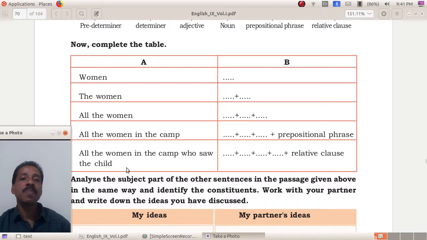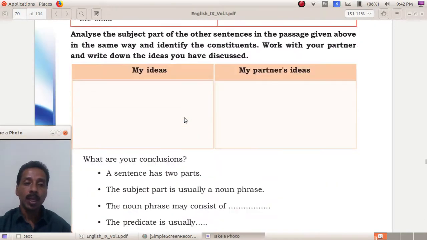So this is the way a single noun is developed into a noun phrase. These are the words used to develop a noun. Which are the words? Maybe predeterminer, determiner, adjective, prepositional phrase, and relative clauses. So while you see a sentence, you should be able to recognize the noun phrase. I told you, if it is about humans, it will be the answer to who, and if it is non-living, it will be the answer to what.